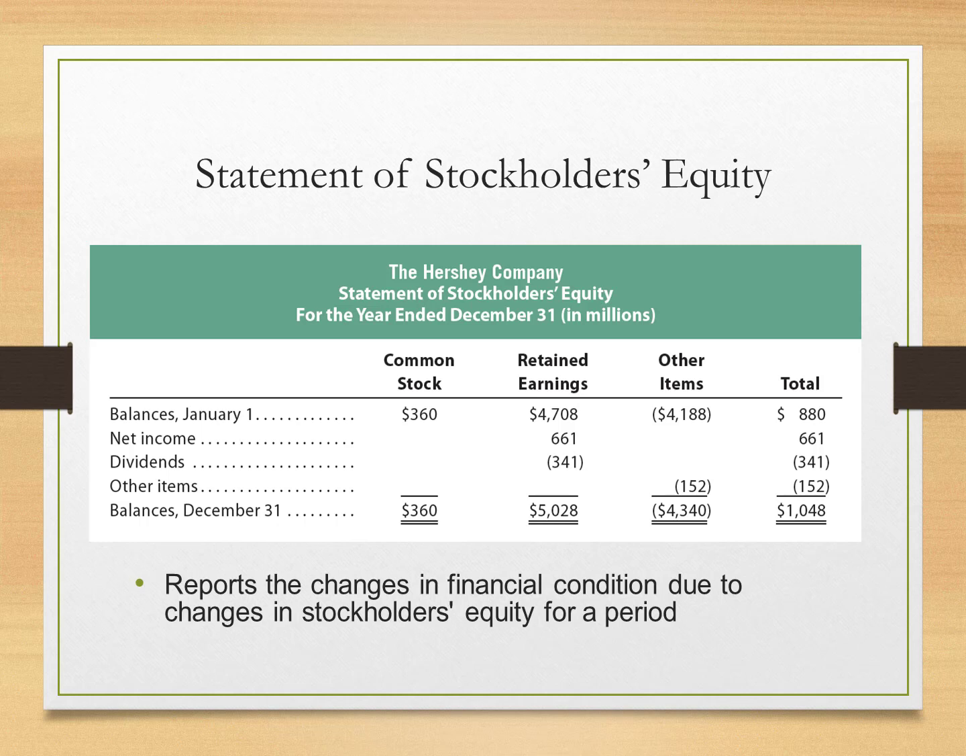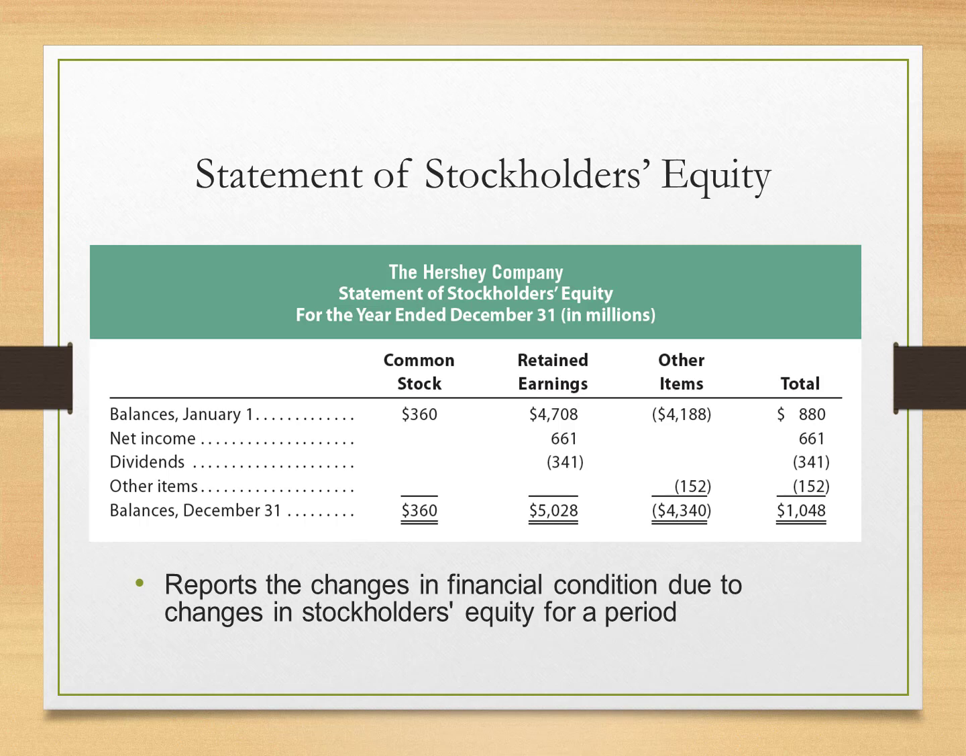Let's talk specifically about common stock. Again, common stock represents the amount of contributed capital to the organization. In this case, we started off with $360 in contributed capital. There were no other contributions during the period, so at the end of the period, we end up with a balance on December 31st of $360. Let's now focus on retained earnings. We start off with a balance of $4,708.